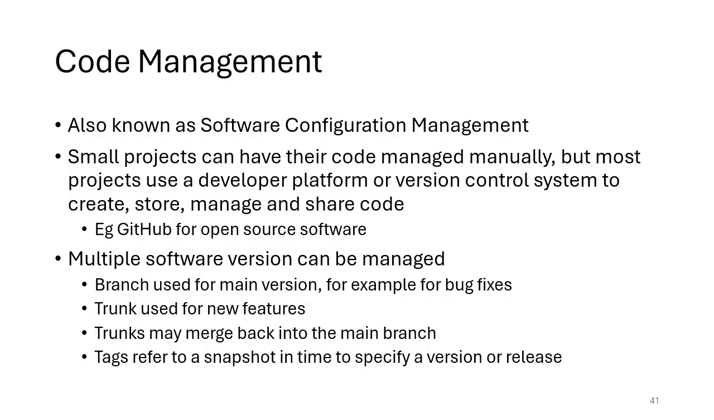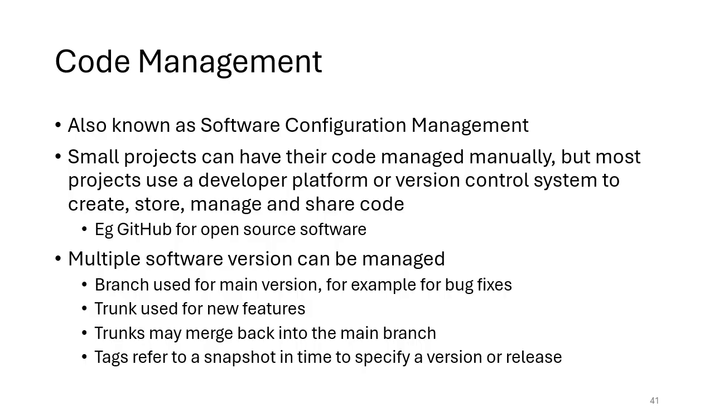Now, because modern code is so complicated, we often use some sort of code management tool, also known as software configuration management. For small projects, it's quite easy to have your code managed manually, but most projects will use some sort of developer platform or version control system to create, store, manage and share code. For example, Git or GitHub, which can be used for open source software. And this allows multiple software versions to be managed as well.